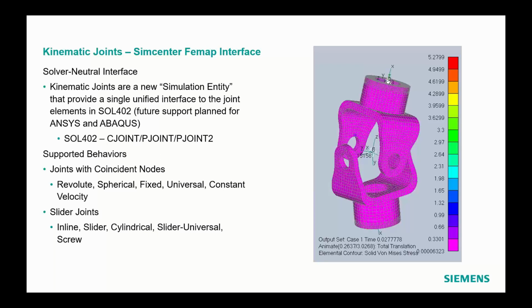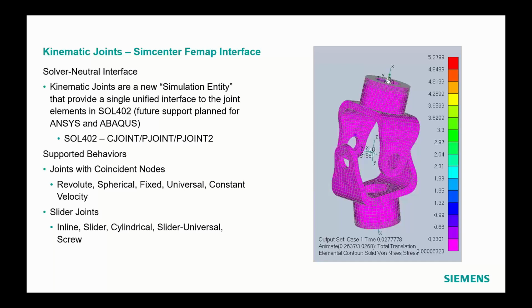They're specifically for solution 402, but they're adding support for ANSYS and Abaqus. Basically, they allow you to define revolute joints, spherical, fixed, universal, and constant velocity joints, as well as slider joints like inline, cylindrical, slider, universal, that type of thing. But one important thing is this is, or maybe will be in the very near future, a solver neutral interface.